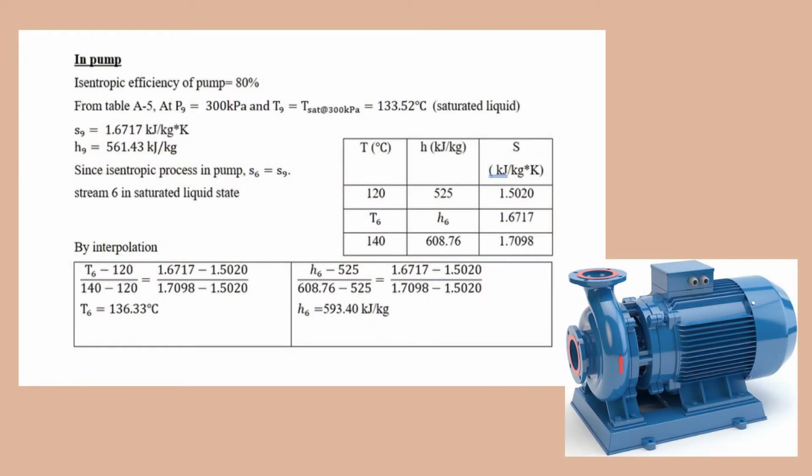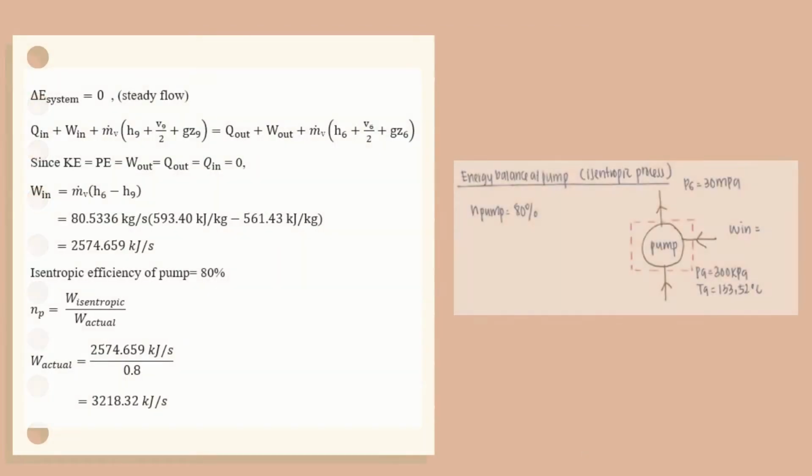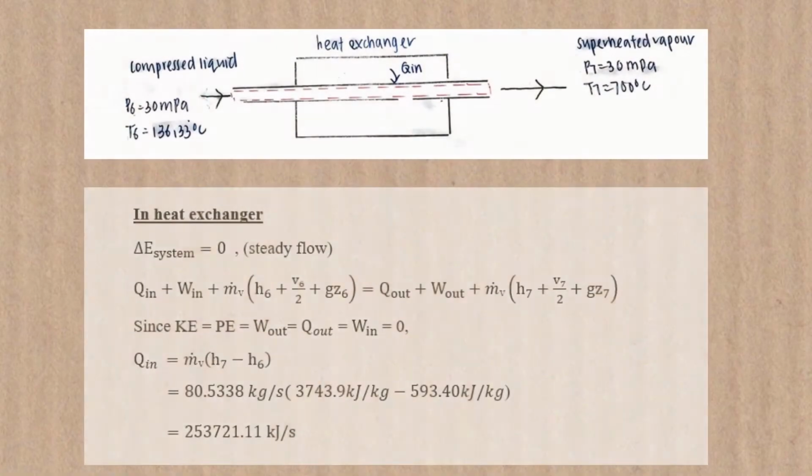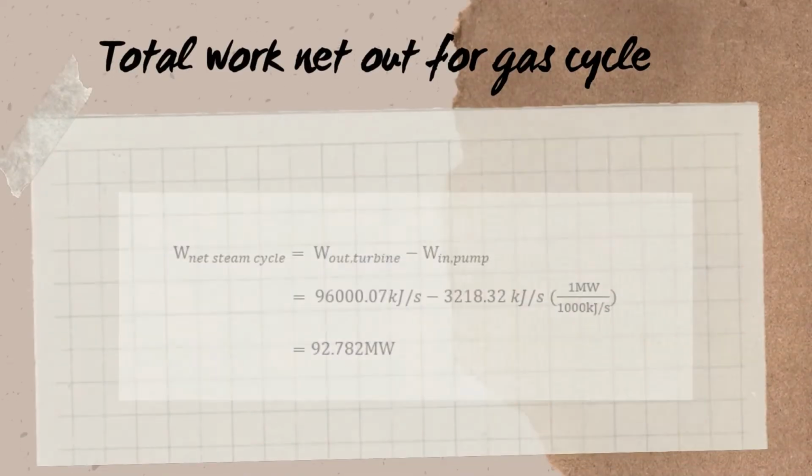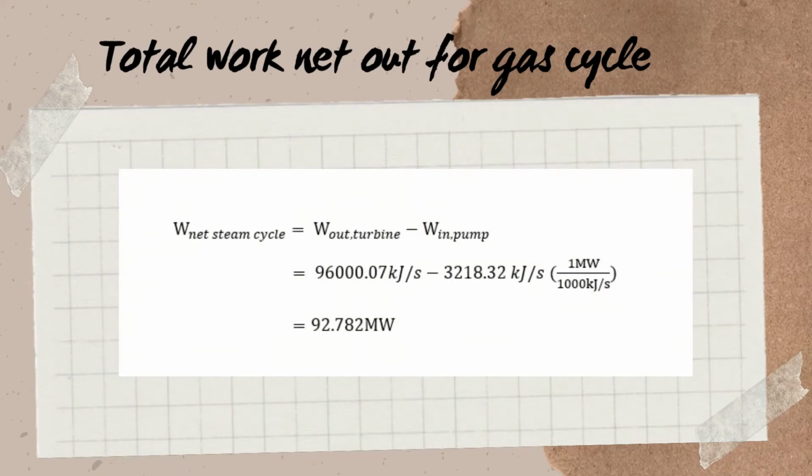Saturated liquid enters the pump with isentropic efficiency of 80%. Since there is no heat transfer and work generated, the actual work in of the pump will be 3218.32 kW. The compressed liquid goes to the heat exchanger and heats up to superheated vapor by 25,372.11 kJ per second. Total work out of the steam cycle is work out of steam turbine minus work in of pump, which is 92.78 MW.